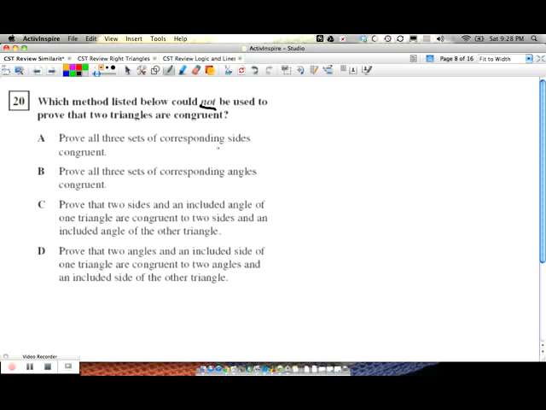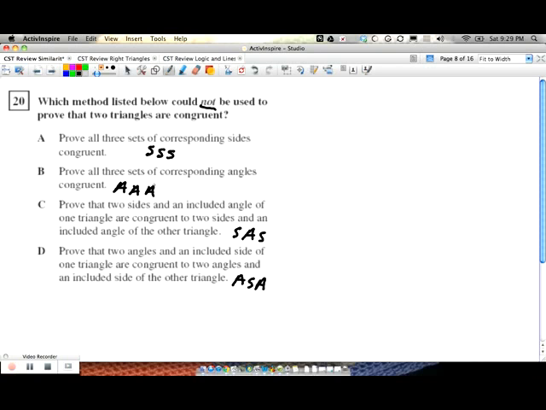Which method listed below could not be used to prove that two triangles are congruent? Prove all three sets of corresponding sides are congruent? That would be side-side-side. Prove all three sets of corresponding angles are congruent? That would be angle-angle-angle. Prove that two sides and an included angle of one triangle are congruent to two sides and included angle of the other triangle? That would be side-angle-side. Prove that two angles and included side? That's angle-side-angle.